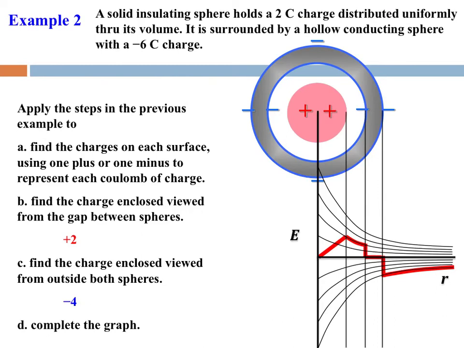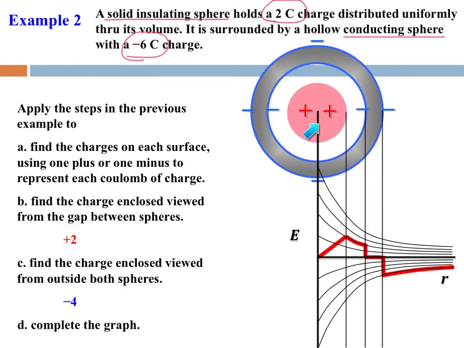In the second example, we're applying the same ideas, but now we're looking at a solid insulating sphere that holds a 2 coulomb charge distributed uniformly through its volume, so it's telling us it's an insulator. It is surrounded by a hollow conducting sphere with a -6 coulomb charge. So we want to start by placing our charges. We have 2 positive charges placed on the center, again, evenly distributed. These 2 positive charges are going to attract a negative charge and another negative charge. So it'll attract the same amount that it has.